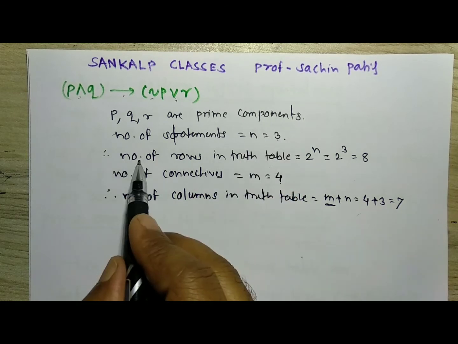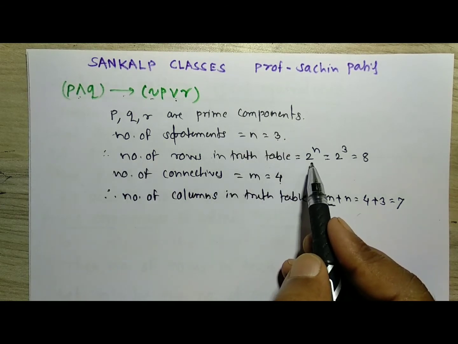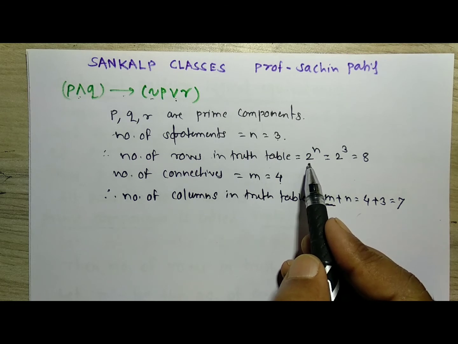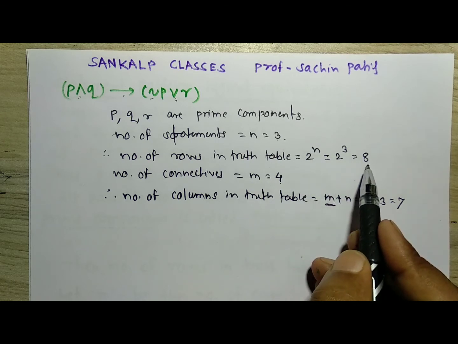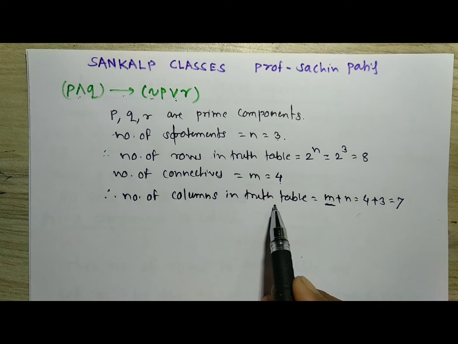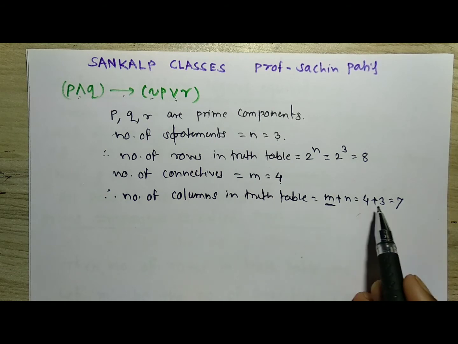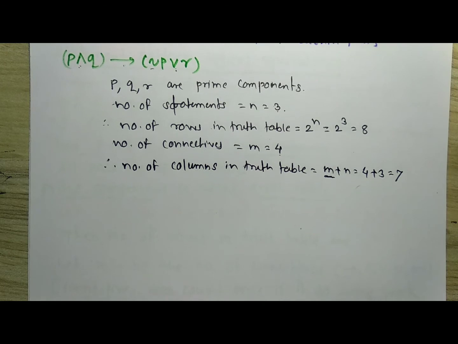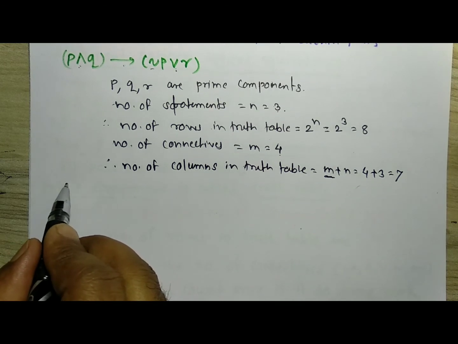Number of statements are 3, therefore the number of rows in the truth table is 2 raised to 3, that means 8, and the number of columns in the truth table is m plus n, 4 plus 3. Right now we have to draw the truth table related to that one.